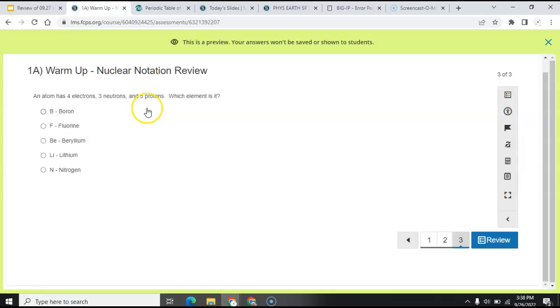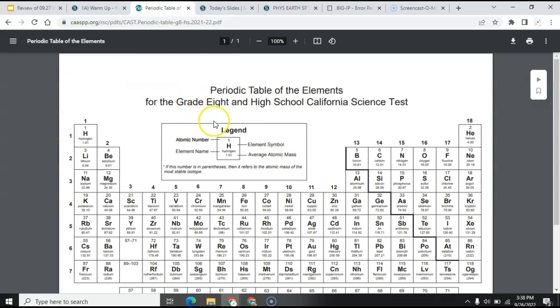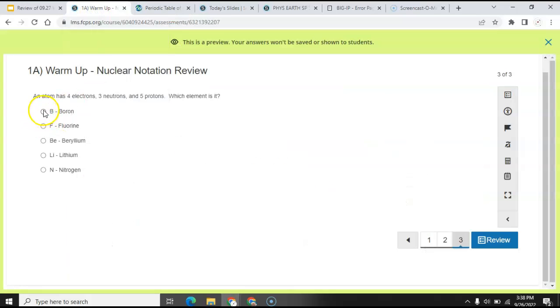I have 5 protons, and what I'm going to do is find the element with an atomic number of 5, since that's going to equal the number of protons. So I look at my periodic table, and the atomic number is the number at the top inside the box. So I look for where there's a 5, and here it is. That's boron. So the symbol is B, and the element is called boron, so I can select that one. And then I'm done.